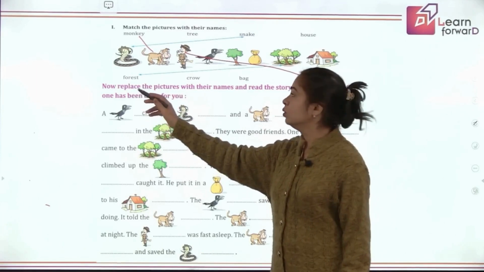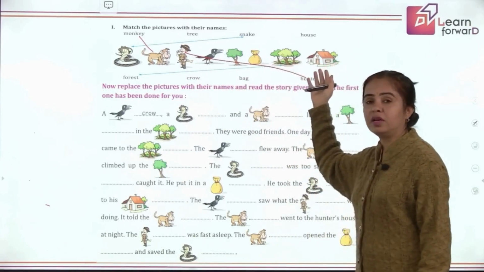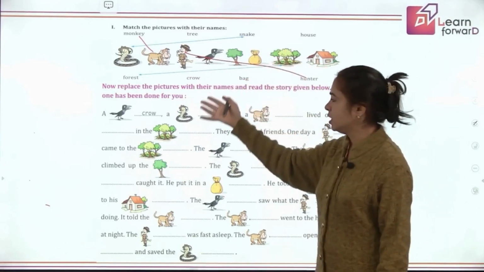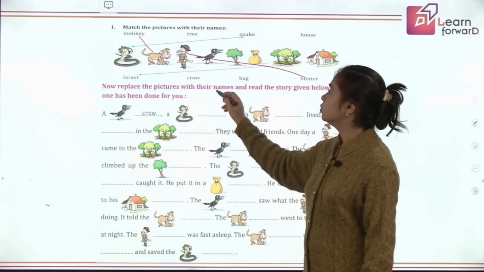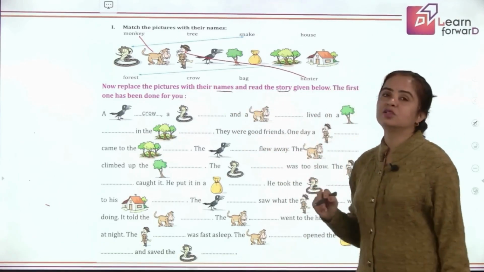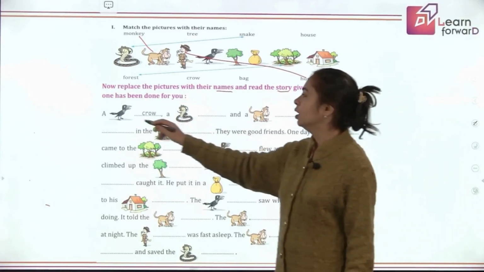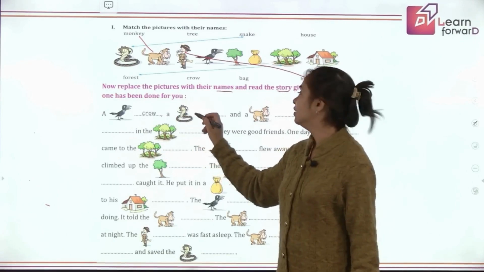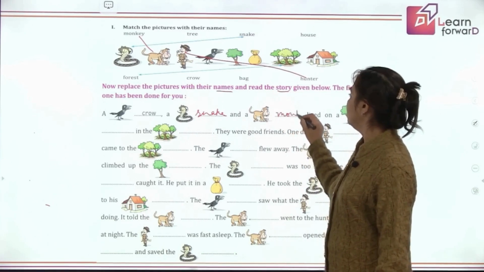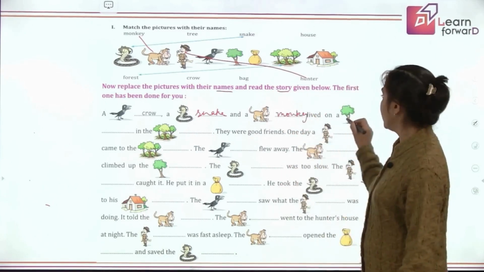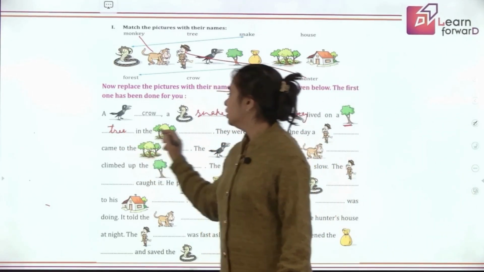Now what you have to do, replace the pictures with their names. So do you see all the pictures that are given here with the names to be matched? Same pictures are given here. And you have to replace the pictures with their names and then read the story. So with the help of this picture reading, we are going to complete the story here. Let's do. A crow, a snake, that's perfect, and a monkey lived on a tree. Here they have given you just one tree. So they lived on a tree in the, this is a group of trees.